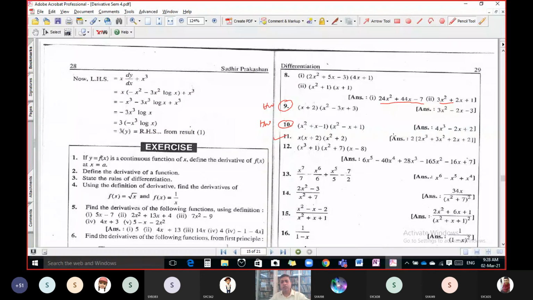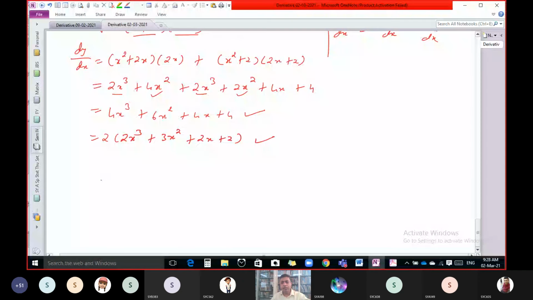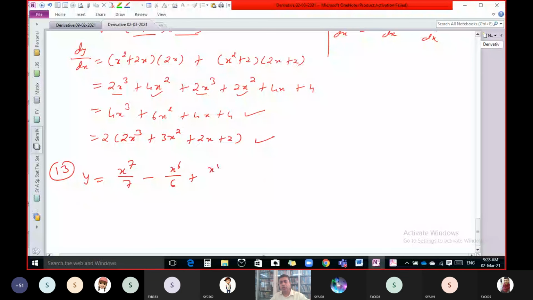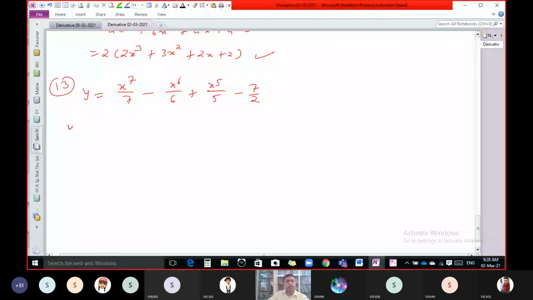Now solve by yourself. Question number 13. Y equal to x raised to 7 upon 7 minus x raised to 6 upon 6 plus x raised to 5 upon 5 minus 7 by 2. Okay, now see, this is a simple question. Better to write this like 1 upon 7 into x raised to 7. Instead of x raised to 7 upon 7, you can write 1 upon 7 into x raised to 7.